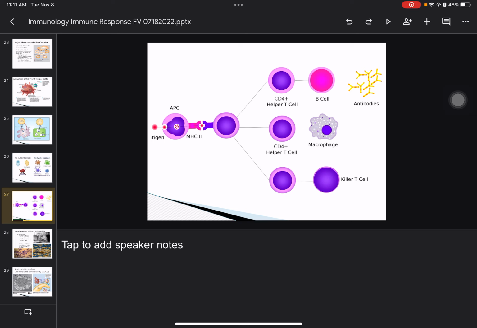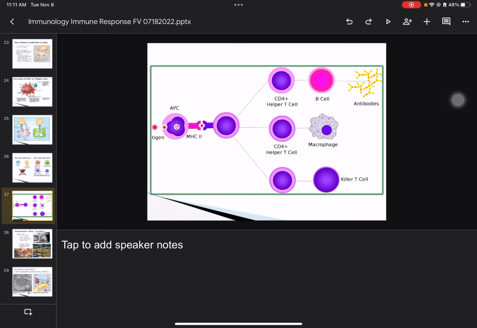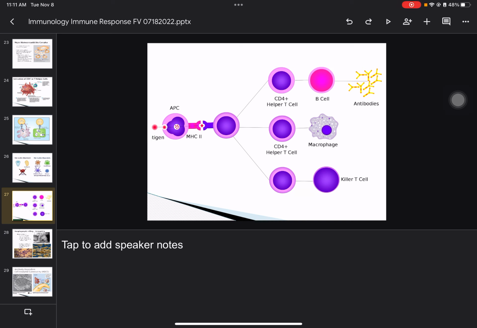Every day of our lives, we are assaulted by microbes, but yet we very rarely get sick. Why? Because of this. Isn't that cool?